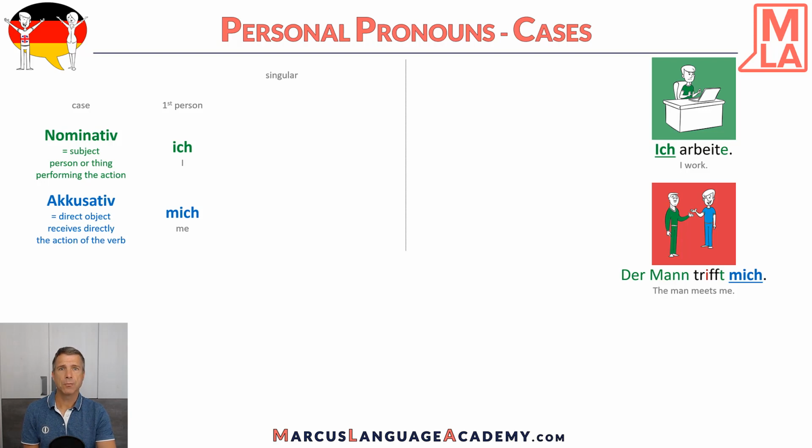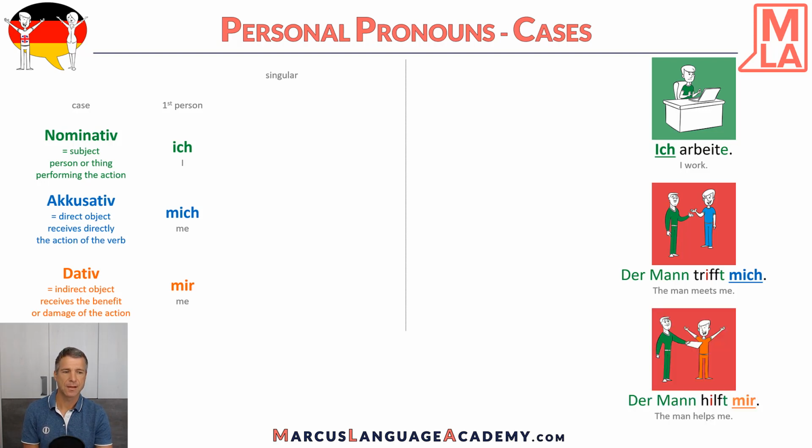But there's one more case, dative. Here we're talking about the indirect object, and the indirect object receives the benefit or damage of the action. So let's see how the pronoun looks in dative case. Mir. In English it would also be me, but here it is mir. Let's see an example. Der Mann hilft mir. The man helps me. So here it's actually dative, mir, because I receive a benefit of the action of the man because he helps me.